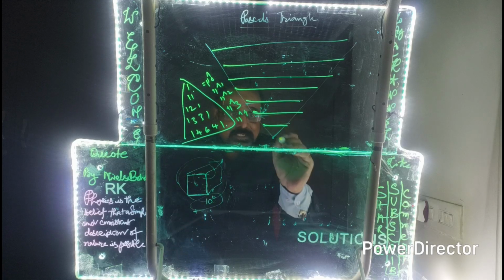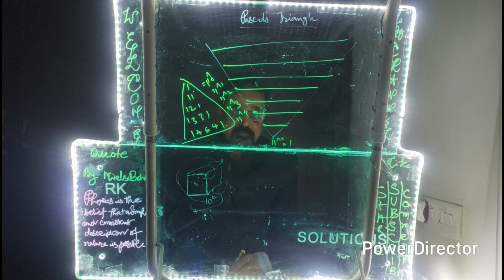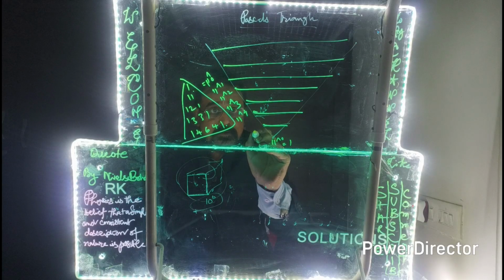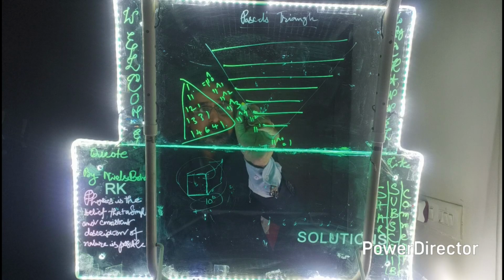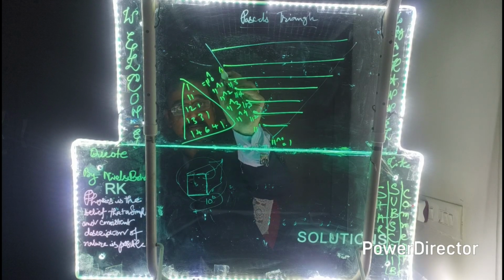So I am taking inverse of that. This is 11 raised to 0 equal to 1. This is 11 raised to 1, 11 raised to 2, 11 cube, 11 raised to 4, 11 raised to 5, 11 raised to 6, 11 raised to 7.